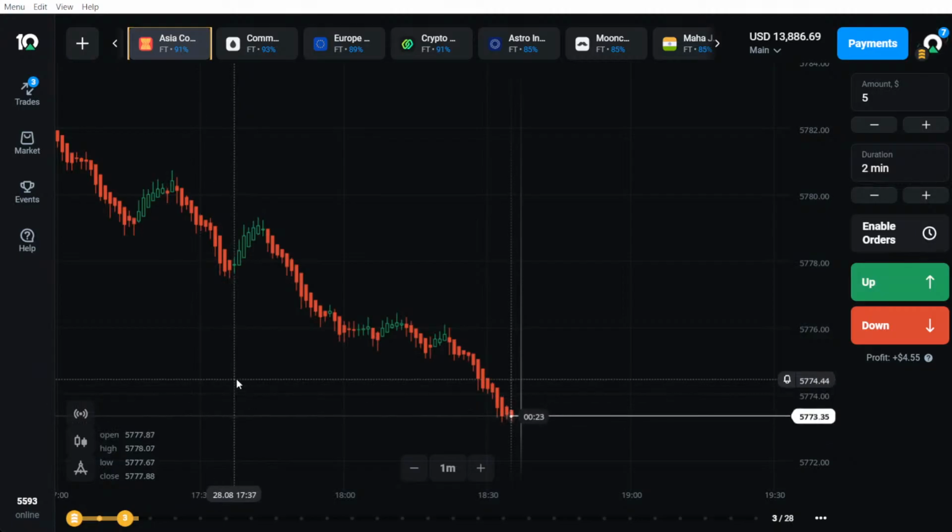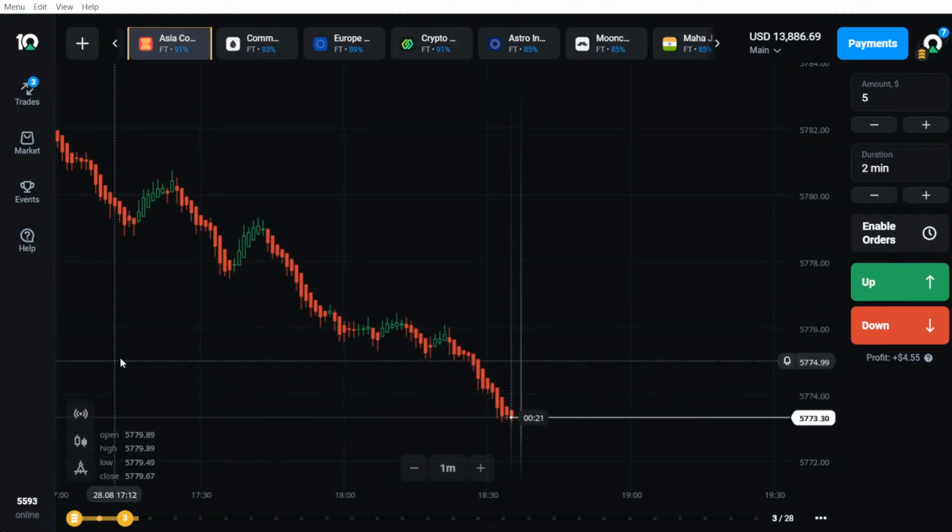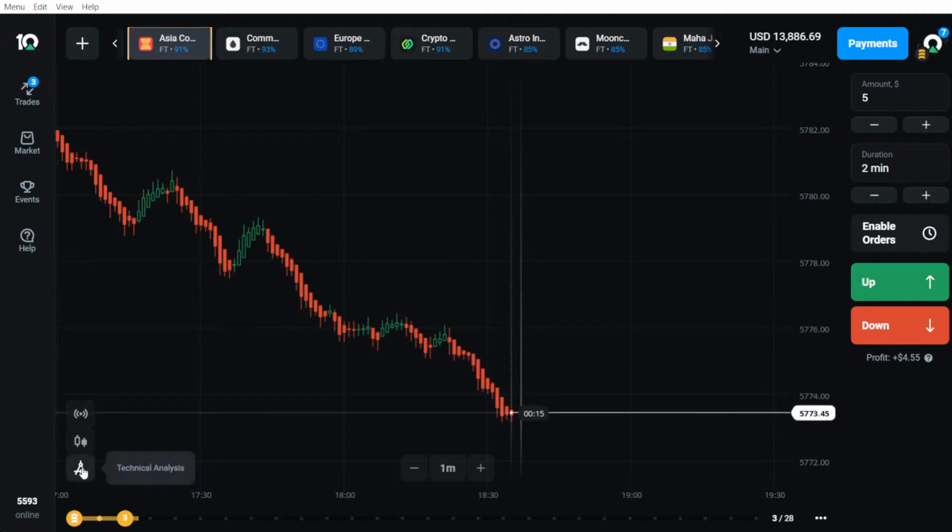So like they might be at a different location. So first we'll proceed with how we can apply this strategy. As you can see, there is a tower, we'll click on the third button, which is technical analysis.